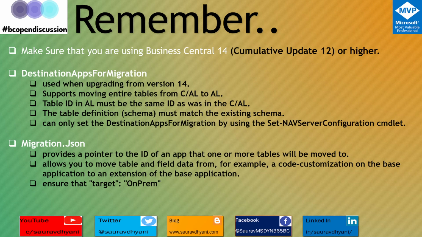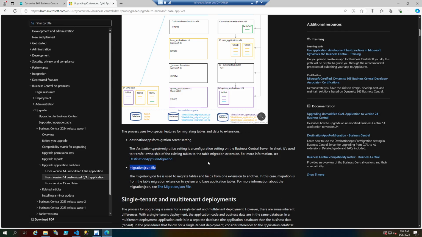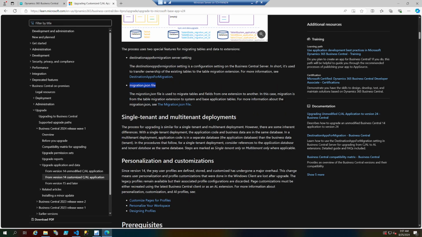But remember, for the new tables that you have created, to move that data from CAL to AL, you have to use destination apps for migration. And to move data from a custom field in the base table, you have to use the feature called migration.json. We'll see that as we move ahead. Hopefully that is clear. So let's go back. And you can read here if you want. That's just a summary of it.